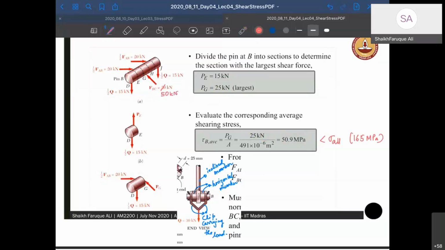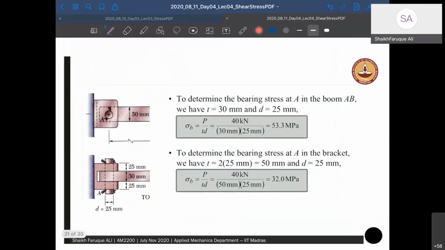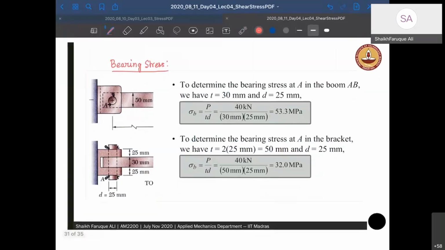All right. Okay, now let's go to bearing stress. Now, bearing stress, as we have discussed, is load P divided by thickness into diameter of the hole. So the diameter of the hole is 25. Thickness is given as 30 mm. So you divide the load by this. This is what is coming, and it's much lower. Bearing stress is always much lower than sigma allowable all the time.